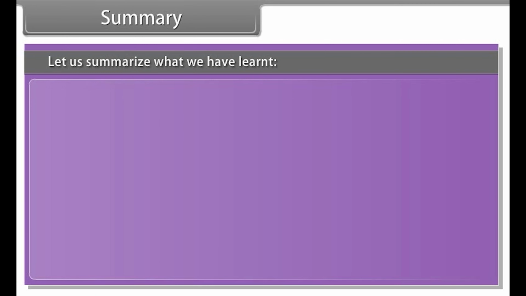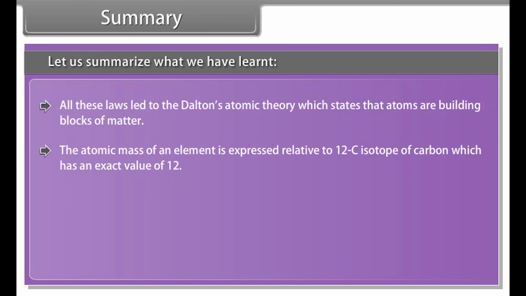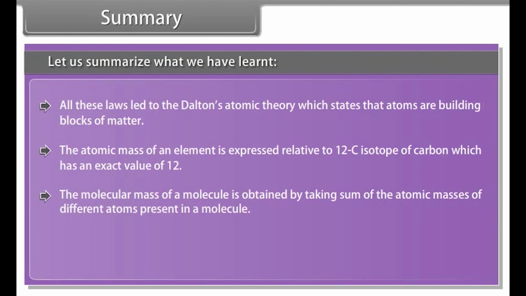Summary. Let us summarize what we have learned. All these laws led to Dalton's atomic theory, which states that atoms are building blocks of matter. The atomic mass of an element is expressed relative to the 12C isotope of carbon, which has an exact value of 12.